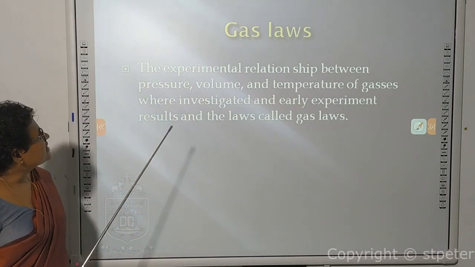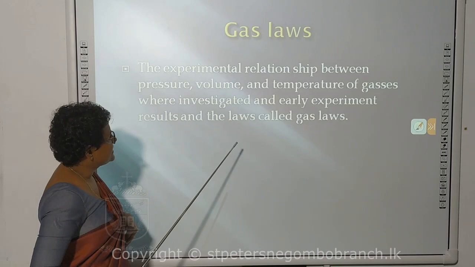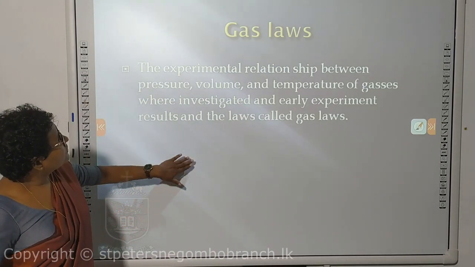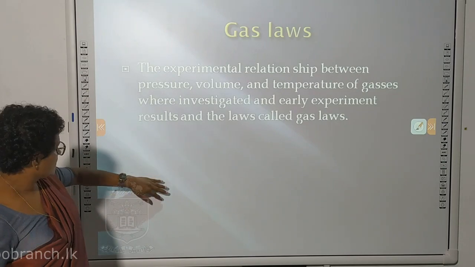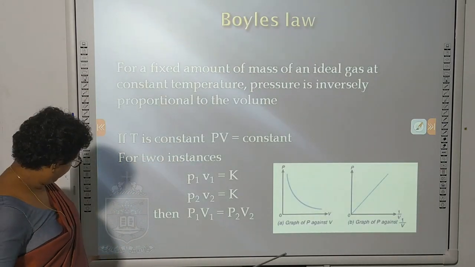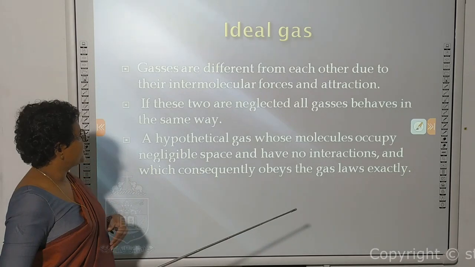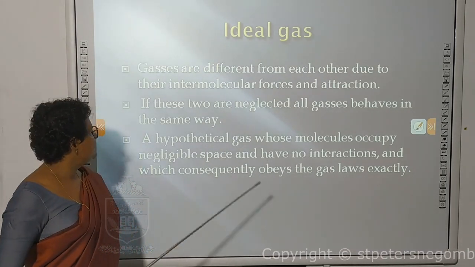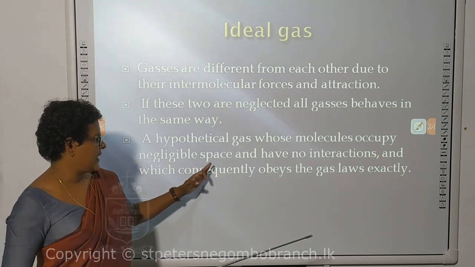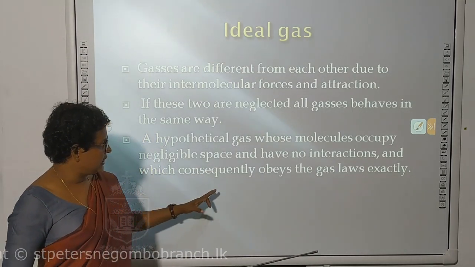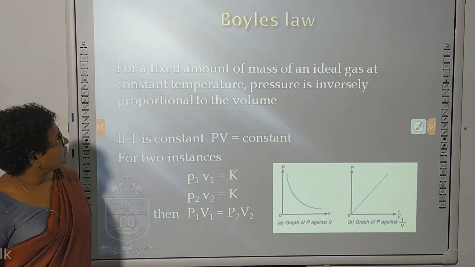So let's see. Gas laws. The experimental relationships between the pressure, volume and temperature of gases were investigated, and the early experimental results are called gas laws. Ideal gas: gases are different from each other due to their intermolecular forces and attraction. If these two are neglected, all gases behave in the same way. A hypothetical gas whose molecules occupy negligible space and have no interactions, and which consequently obeys the gas laws exactly, is called an ideal gas.